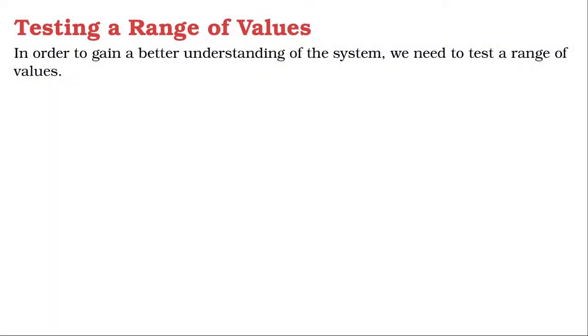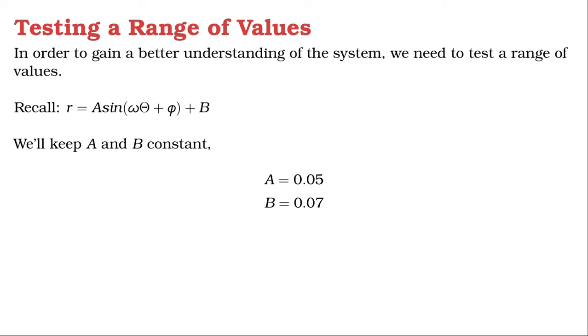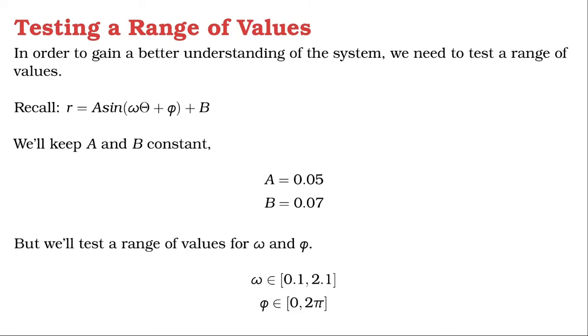In order to gain a better understanding of the system, we need to test a range of values. Recall our form for the function of r. Since the bird has a limited range of motion, a and b won't be able to change that much, so for our purposes we'll keep those values constant. However, we'll test a range of values for omega in 0.1 to 2.1 and phi in 0 to 2 pi.